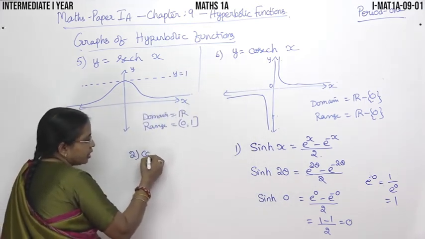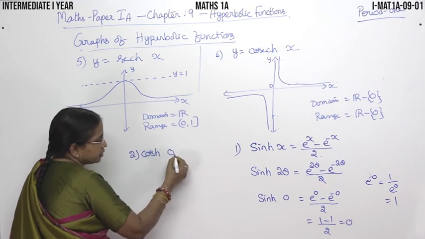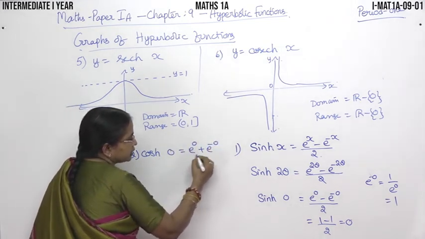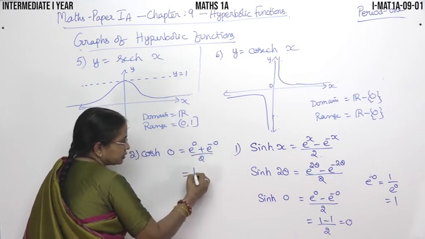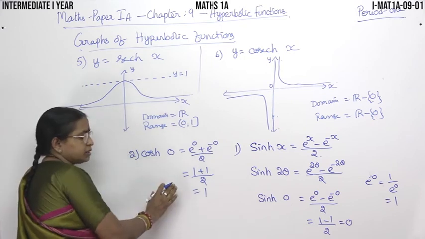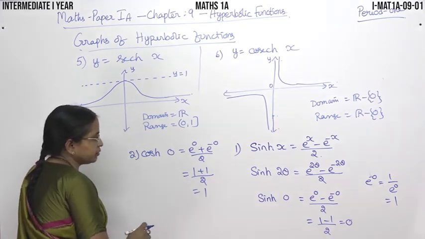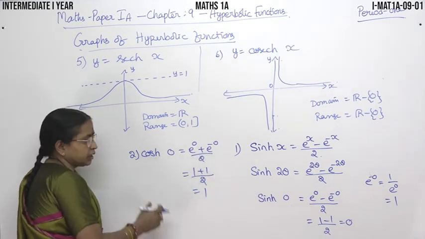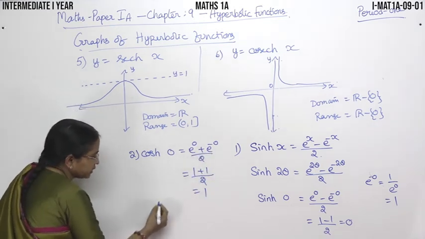Next is cos h of 0. Cos h of 0 is e to the power 0 plus e to the power minus 0 by 2. That is 1 plus 1 by 2, 2 by 2, that is equal to 1. Just learn this value. Sin h of 0 is 0. Cos h of 0 is 1. You can just learn the method also to find its value.